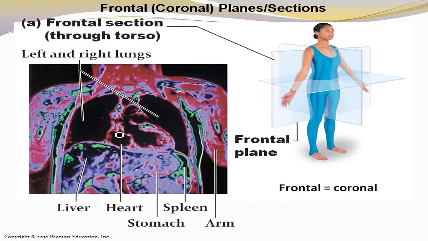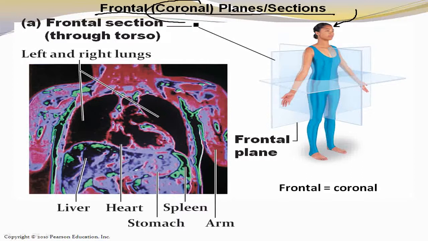Okay, so what do we mean by a frontal or coronal plane or section? So we got a person standing over here. If you take a body and cut it with an imaginary coronal or frontal plane or section, that is a vertical plane or section through the body that is dividing the body into a front portion and a back portion.